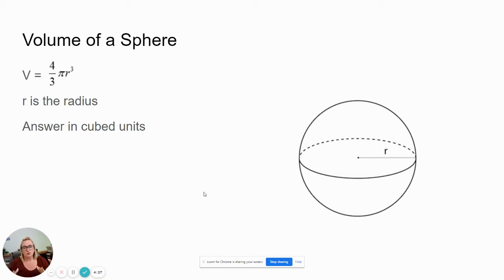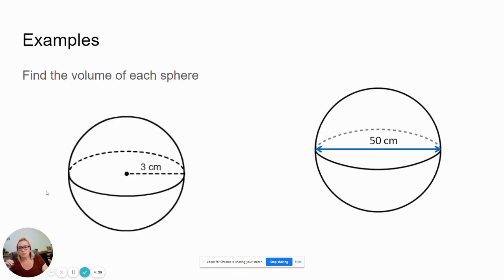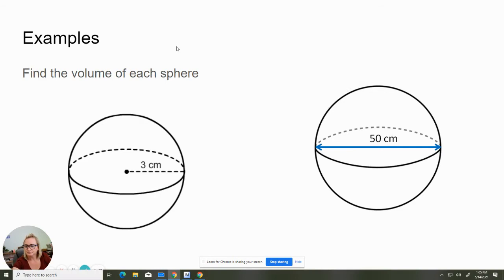And if you're not super comfortable with fractions, I will show you a way to plug this into your calculator with just doing multiplication and division without it being a fraction, just to kind of help you out. Okay, so again, we're going to go through an example, one with a radius, one with a diameter, because those are the two different types of problems that you're going to see.